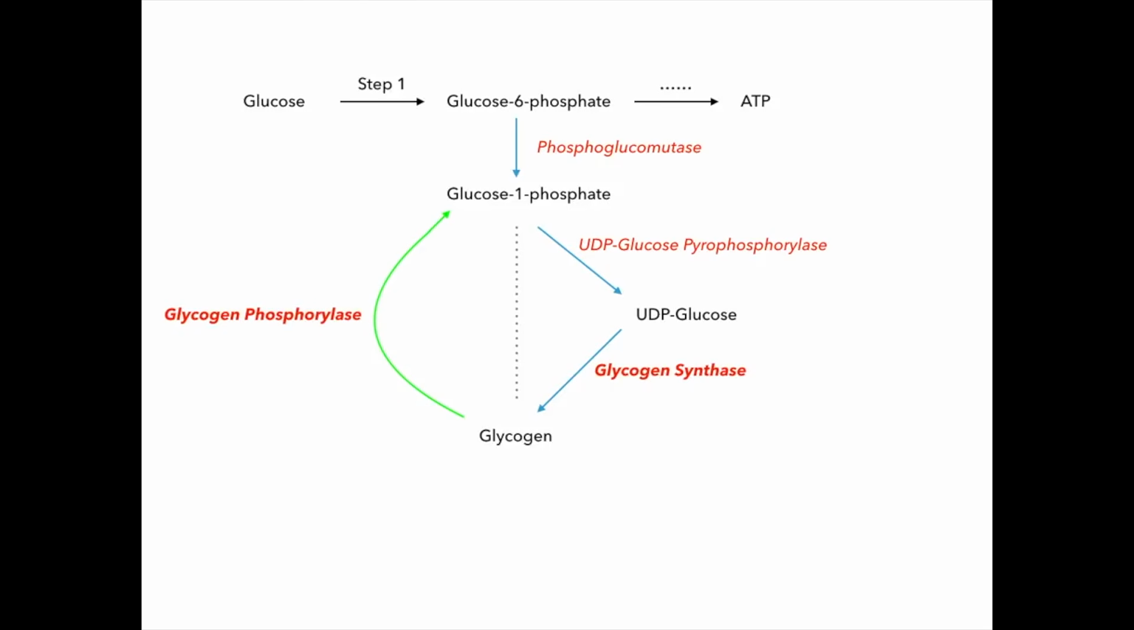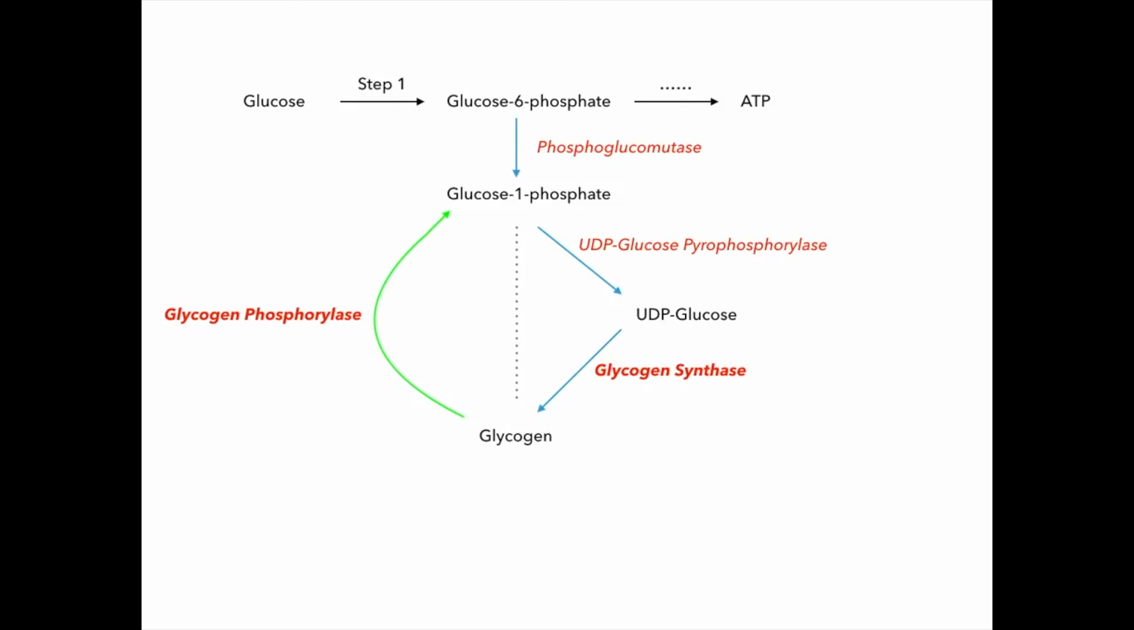Now, we should talk about a few things. First, the rate-limiting enzyme in each of these pathways is extremely high yield, and I've bolded them here for you. Glycogen synthase is the rate-limiting enzyme in glycogen synthesis. Glycogen phosphorylase is the rate-limiting enzyme of glycogenolysis, or glycogen breakdown. This is really important because when glycogen synthase is active, glycogen phosphorylase is inactive, and vice versa.